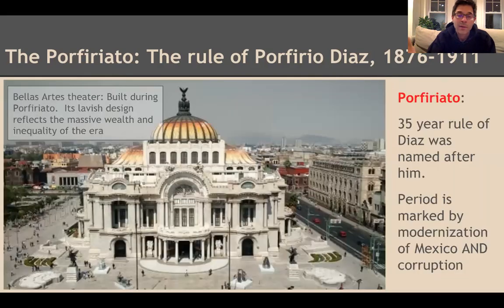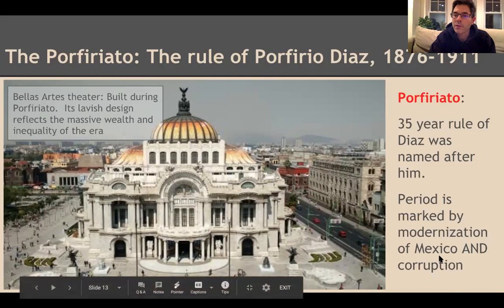Just as a kind of emblem of that time is this building, the Bellas Artes, this stunning music and art hall. It represents the lavish spending of the time, but that was really only for the benefit of certain people.